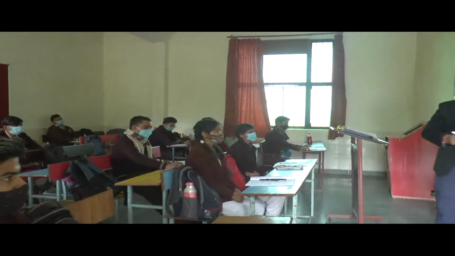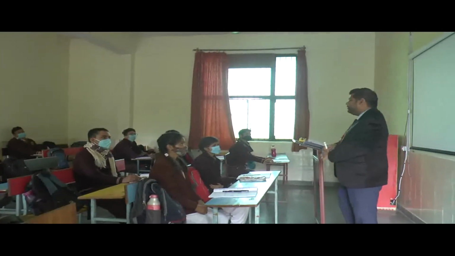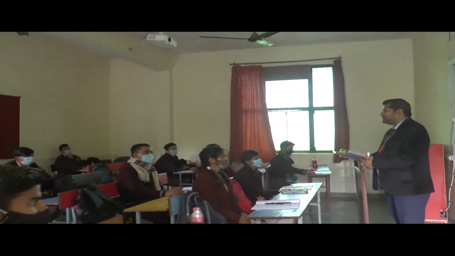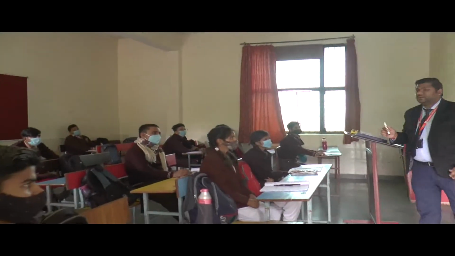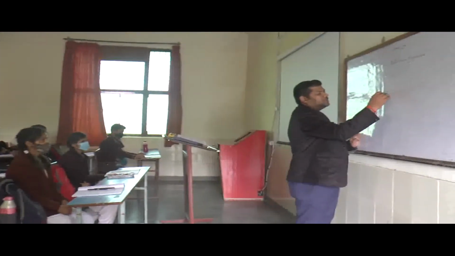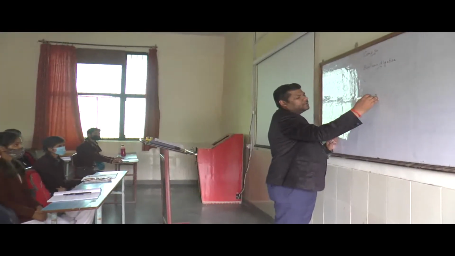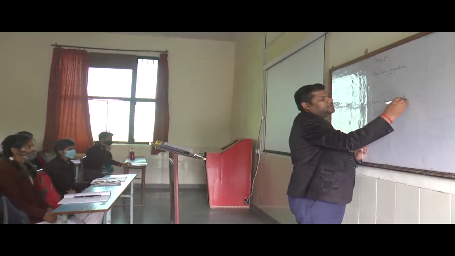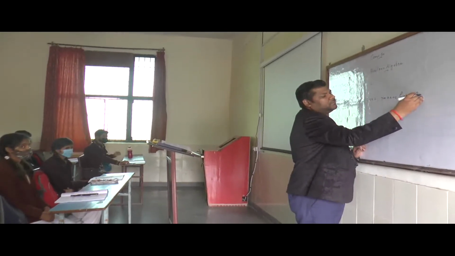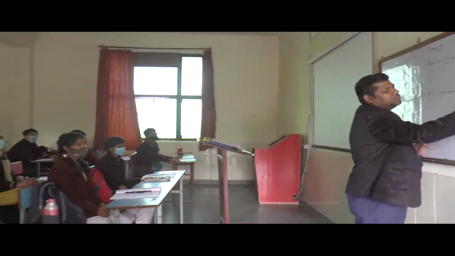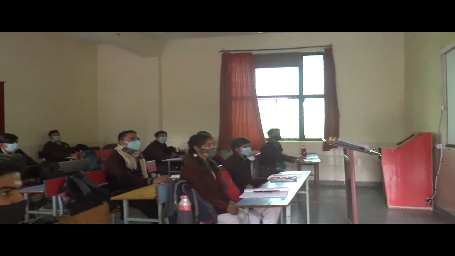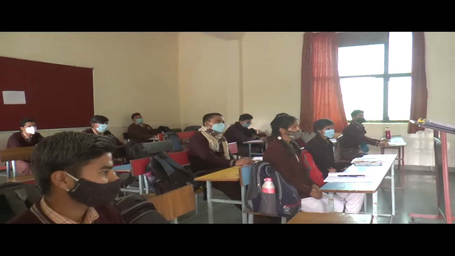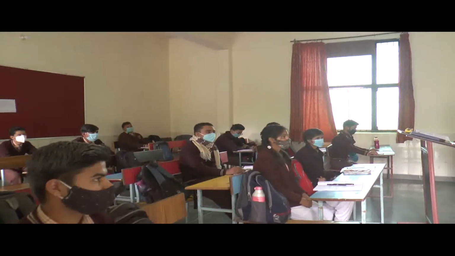What is a truth value? The values 0 or 1, high and low, yes or no, true or false are called truth values. The values 0 or 1, yes or no, high or low, and true or false are called what? Truth values. Okay. Next one is truth table.